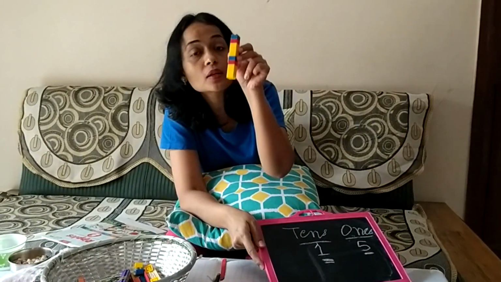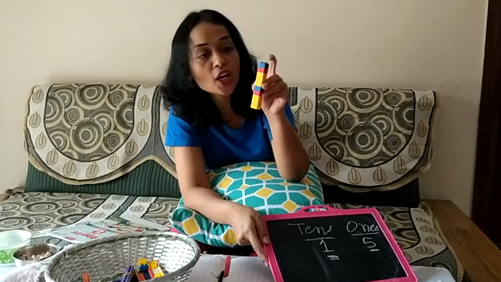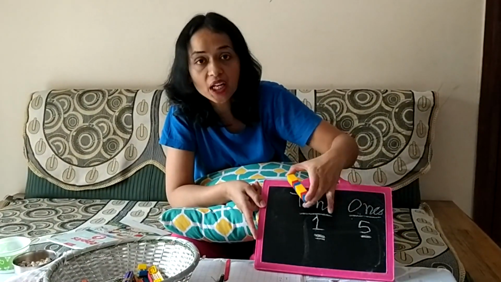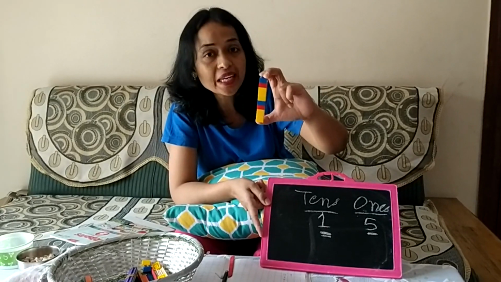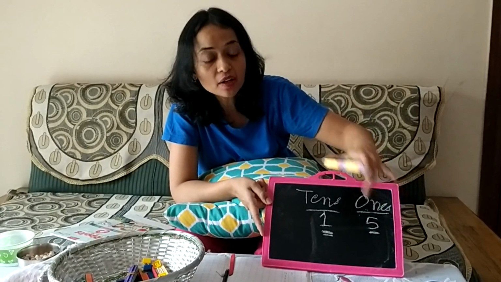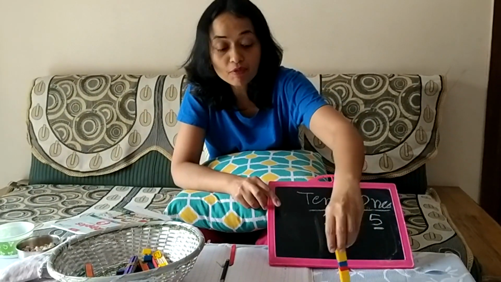So this is one bundle, this is 1 ten. Now I have 10. I want 15, right? I want 15. I have 1 ten. Now how much more do I need? I need 5 more, right? I have this, I will keep it like this, I will take 5 more.